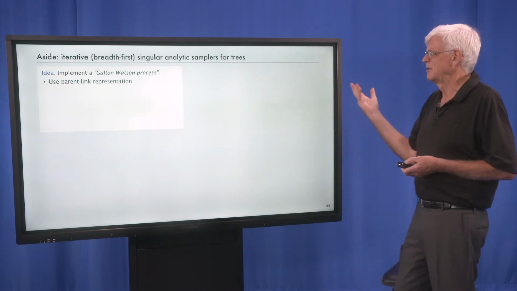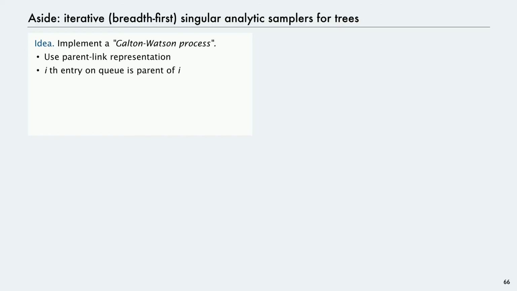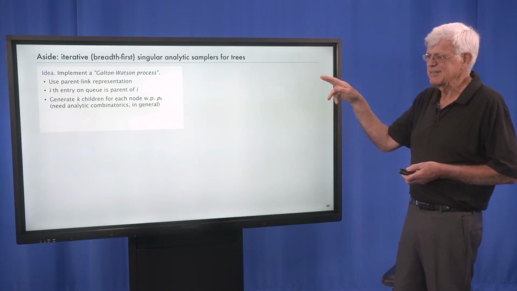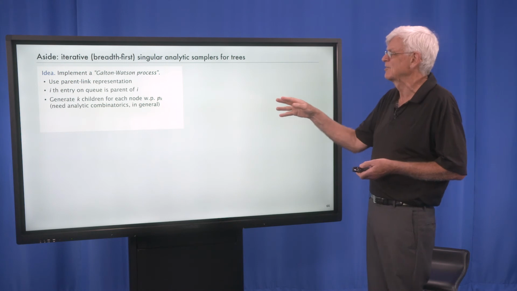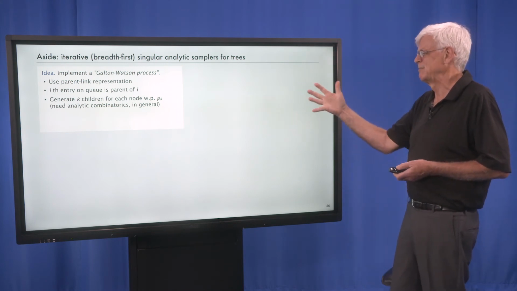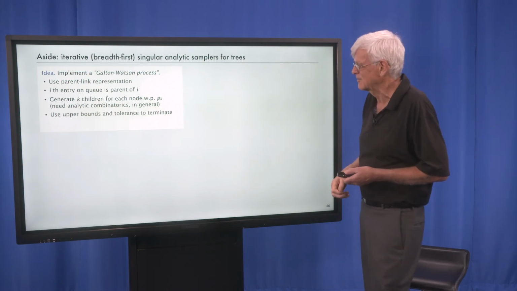So we're going to use a parent link representation for the tree, and we're going to have a queue. And the ith entry on the queue is going to be the parent of i. And what we're going to do is go through, and for each node, we're going to generate k children with a particular probability p sub k. Now, to calculate these values pk for different types of trees, we're going to need analytic combinatorics in general, and that's beyond the scope of this lecture, but it's motivation for studying analytic combinatorics.